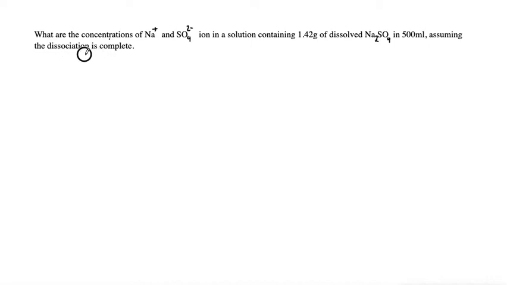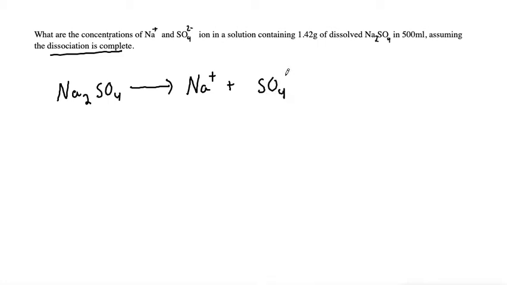So assuming that the dissociation is complete, we can write the forward reaction. Na2SO4 is going to have a fully forward arrow of breaking up into its ions, which they told us already is the Na+ ion and the SO4 2- ion.